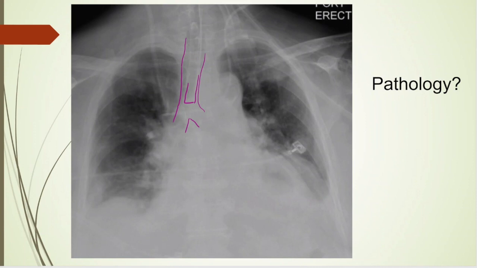B for bones. Kind of difficult to see the ribs here. A little underexposed, I would say. Okay, I don't see anything. Cardiac silhouette, again, difficult to see.